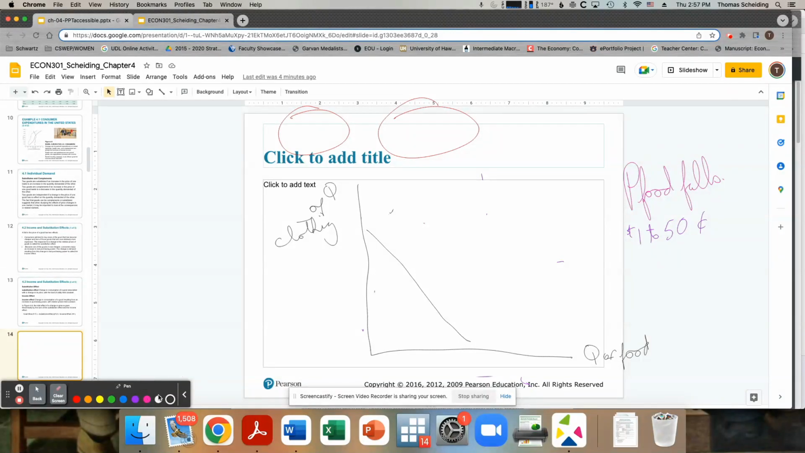Again, price of food falling pivots the budget constraint out. Here's my original indifference curve. I am now on a higher indifference curve.